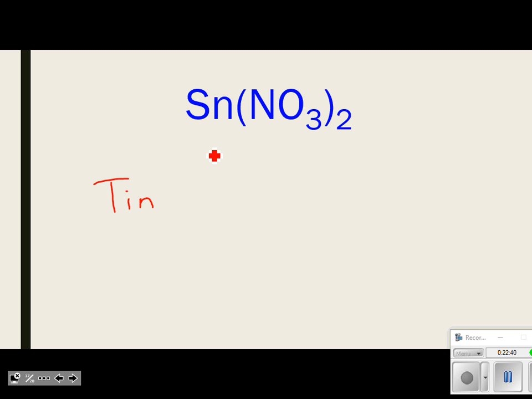Is tin multivalent, Kaylin? Yeah, it is. So what's that tell me? I'm going to need a Roman numeral. So I'm going to put my parentheses there. Mackenzie, what's NO3? Nitrate. Did you look at your pal? Okay, it is nitrate.